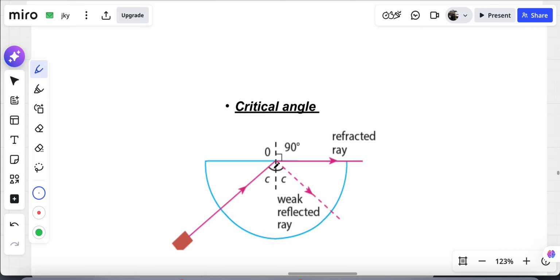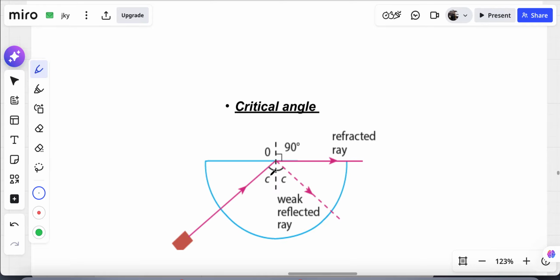Now, when do we have a critical angle? It is when you increase this angle of incidence from 30 to like 40 or 41, 42. Then you see that most of the ray will now be refracted at 90 degrees to the normal. So the angle of incidence, for which most of the rays are refracted 90 degrees to the normal or are moving at the boundary between the two media, that angle of incidence is called the critical angle.